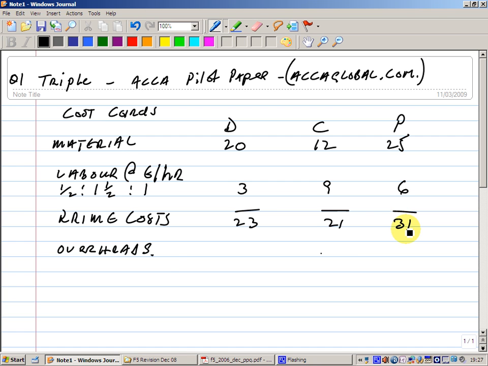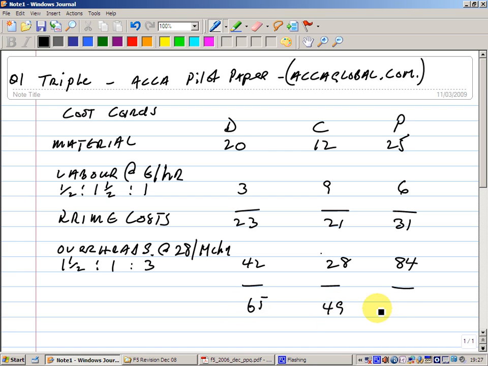Now for the overheads, we're told it's at 28 per machine hour, and the times for machine hours are 1.5 hours for D, 1 hour for C, and 3 hours for P. So 1.5 times 28 is 42, 28 and 84. Add it up and we get our total cost, 65, 49 and 115. And that's all that's required for part A of the question.